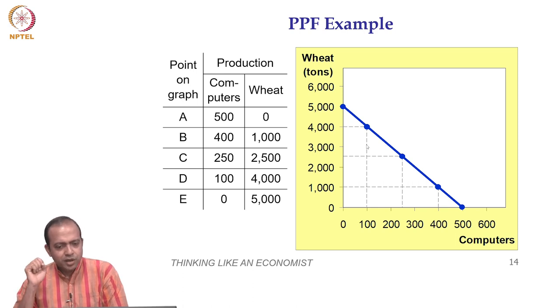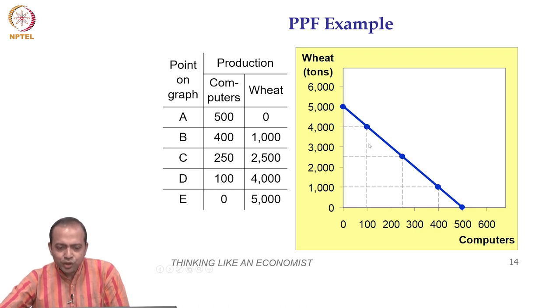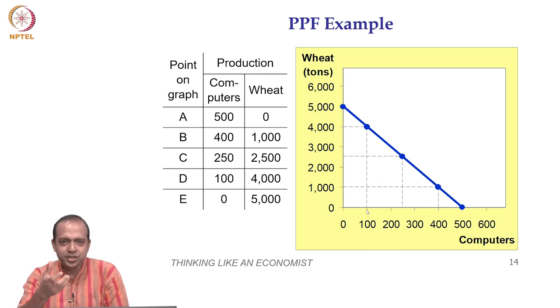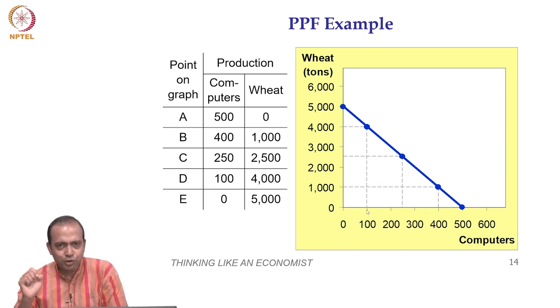At the same time, if I ask you to locate 4000 tons of wheat and 100 computers, that is located here. Now, when 4000 tons of wheat and 100 computers is producible, producing 3000 tons of wheat and 100 computers is inefficient. Very simple logic. Any point on the PPF is efficient, and any point below the PPF is inefficient, because I still have a chance to increase the production of at least one commodity without reducing the other. That is why any point below the frontier is inefficient.